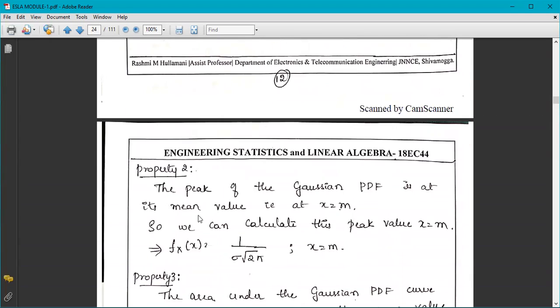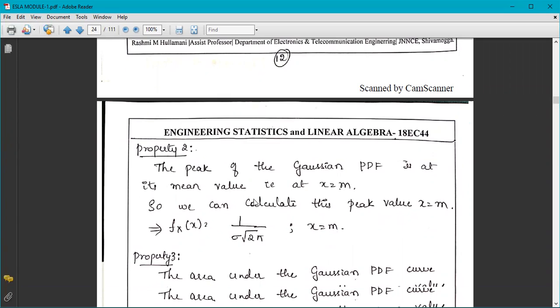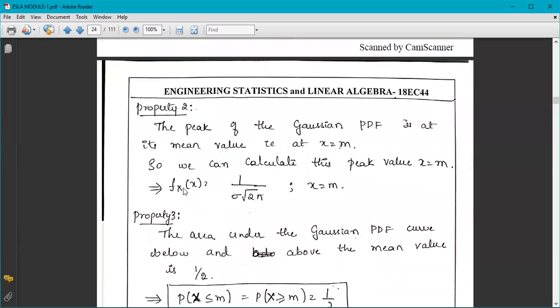Property 2. The peak of the Gaussian probability density function is at the mean value, at x equal to m. So we can calculate this peak value at x equals m, that is f_X(m), which is equal to 1 by sigma into root 2 pi.